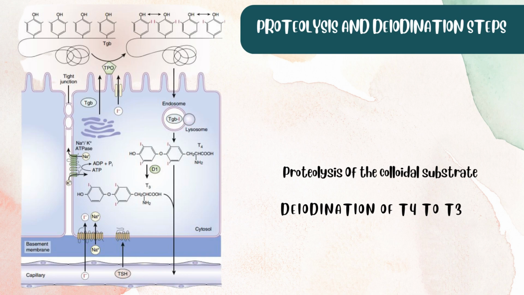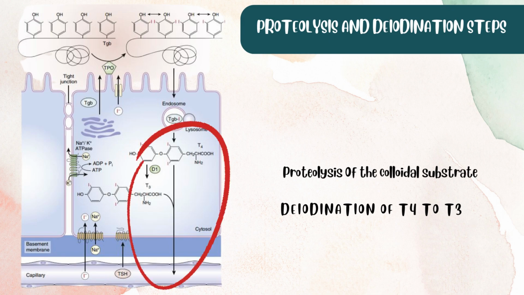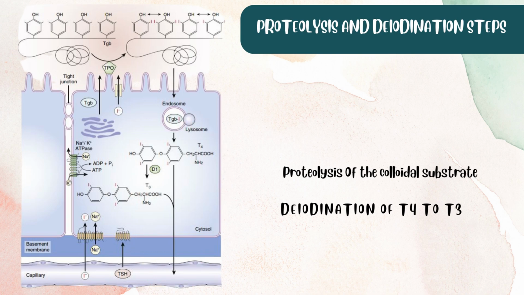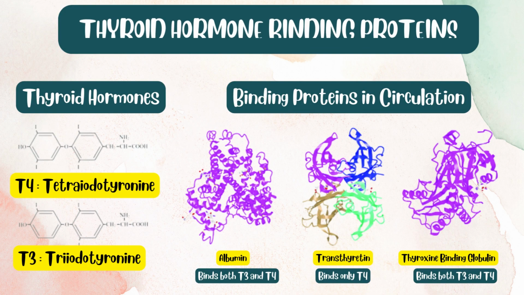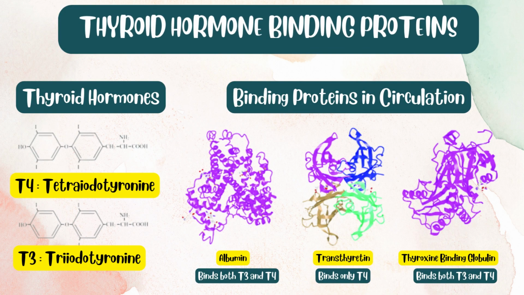Thyroid hormone is then actively transported across the basolateral plasma membrane of the thyroid follicular cell into the parafollicular capillaries by active transport. T4 and T3 are bound to carrier proteins called thyroid-binding globulins to facilitate transport throughout the human body.